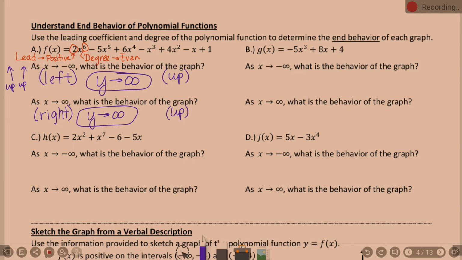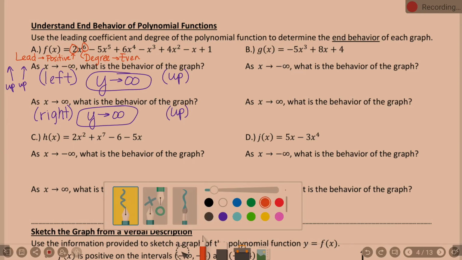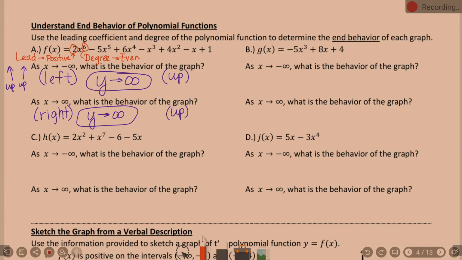Okay, let's try B. Not as long an equation. But again, did the rest of those terms matter on that equation? Nope, not a bit. g of x is negative 5x cubed plus 8x plus 4. I care about two things. Tell me about the degree. The degree is 3, and we are smart cookies, and we know that that is an odd degree.